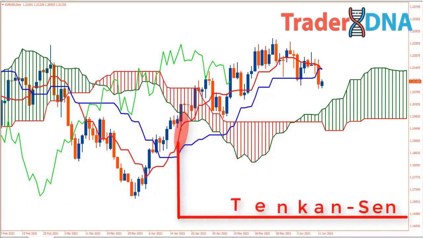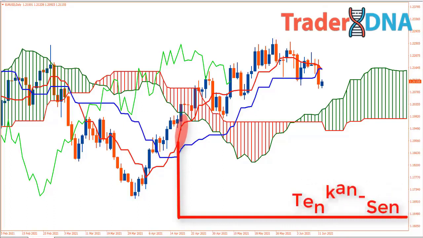Tenkan-sen, or conversion line, is the midpoint of the highest and lowest prices of an asset over the last 9 periods. The Tenkan-sen is part of a larger indicator, called the Ichimoku Kinko Hyo, which shows potential support and resistance areas based on different timeframes. It's calculated with the following Ichimoku formula.